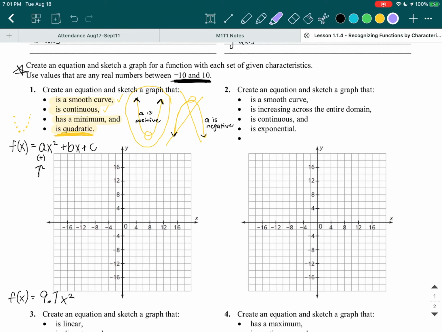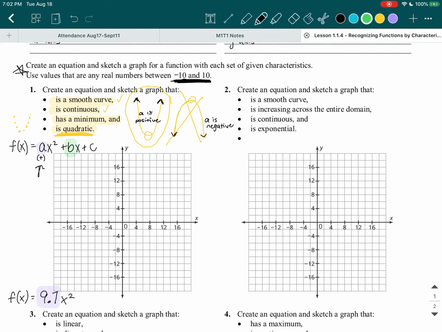And let me just highlight the a value. I just replaced the letter A with the number 9.7 because remember A, B, and C are real numbers. So I'm replacing A with a real number. Let's do the same thing for B. Let's replace B with a real number.